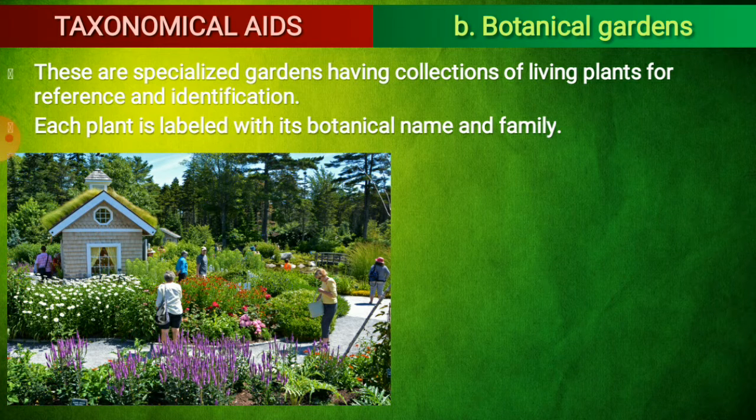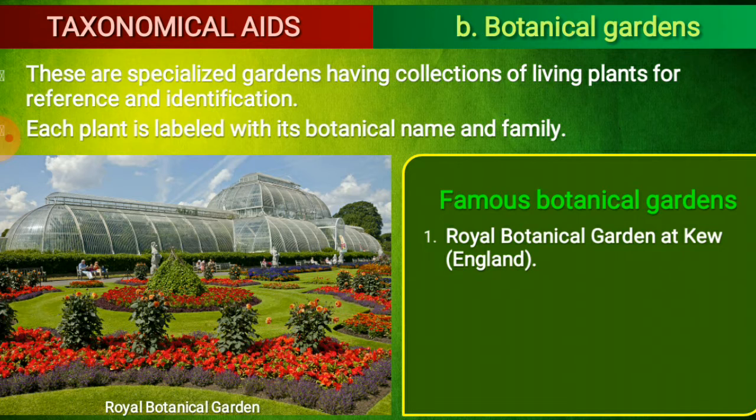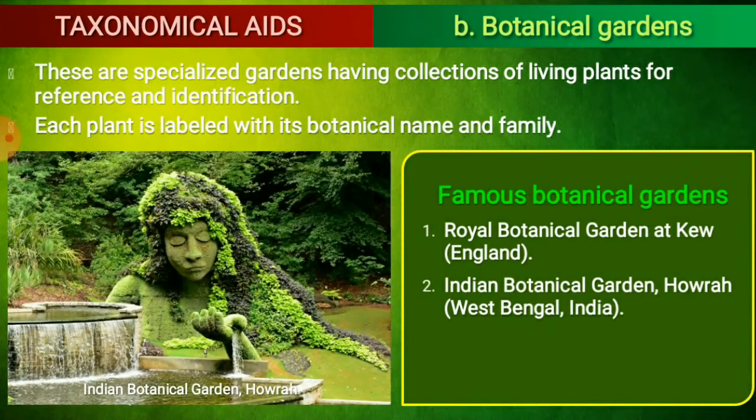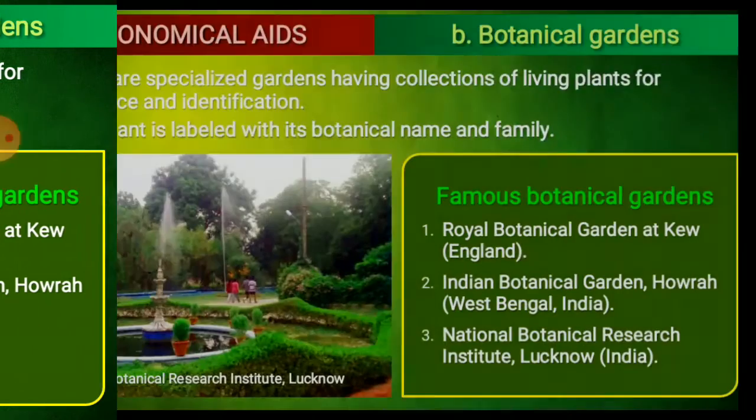The next aid is the botanical gardens. You are very much familiar with the botanical gardens. These are specialized gardens having a collection of living plants for reference and identification. Each plant is labeled with its botanical name and the family. The famous botanical garden of the world is the Royal Botanical Garden at Kew, England. In our country, the most famous botanical garden is the Indian Botanical Garden situated in Howrah, West Bengal.